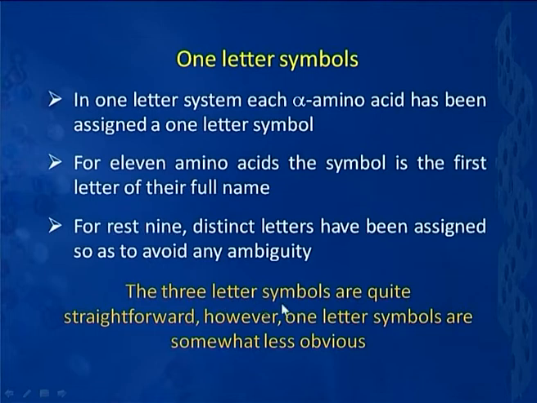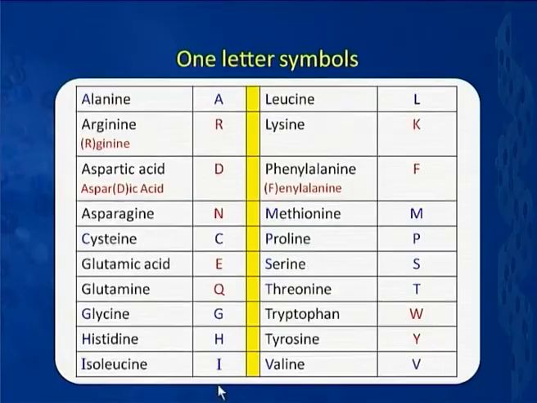These 3 letter symbols are quite straightforward. We know the first 3 letters, barring a few exceptions. But 1 letter symbols are somewhat less obvious, because for 9 of them we have to give special symbols, and they are not the ones coming from the roots of the name. Let us look at the symbols. We find that for 11 of them, these blue ones here are very straightforward, but the red ones here are the ones which have been given specially.